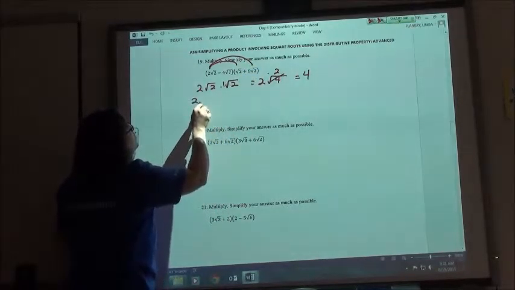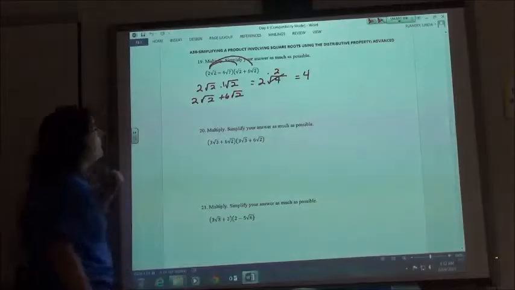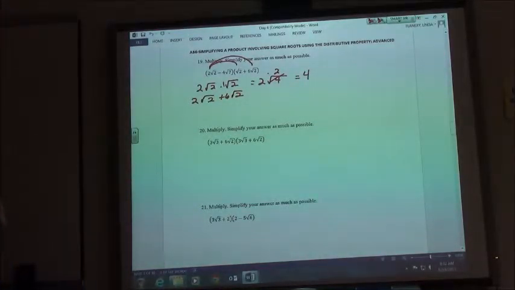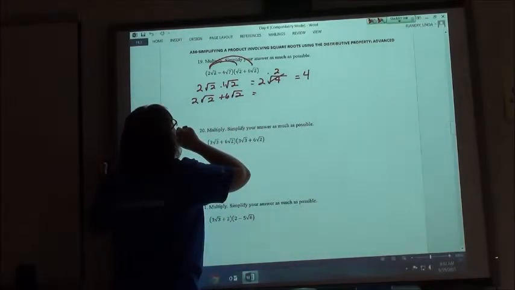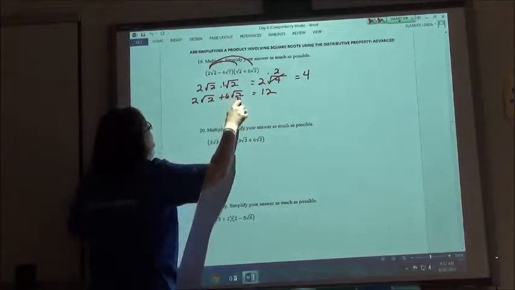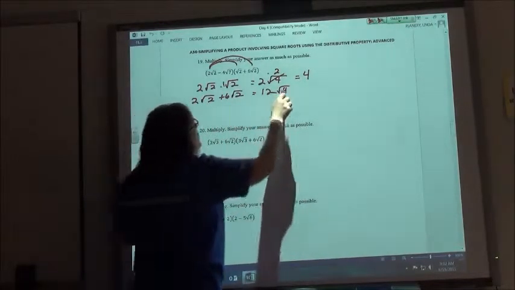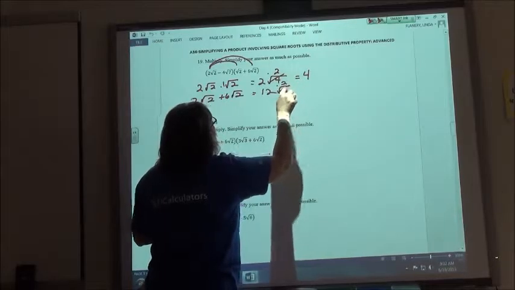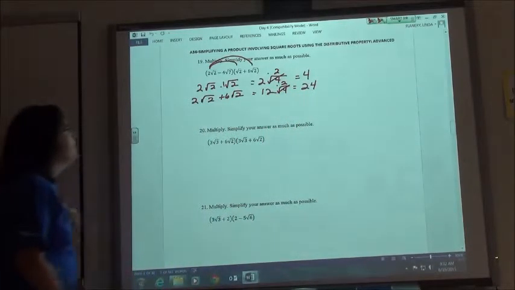So we're going to do 2 square root of 2 plus 6 square root of 2. So 2 times 6 is going to give me 12. Square root of 2 times the square root of 2 is going to give me square root of 4. Square root of 4 happens to be 2. 2 times 12, 24.